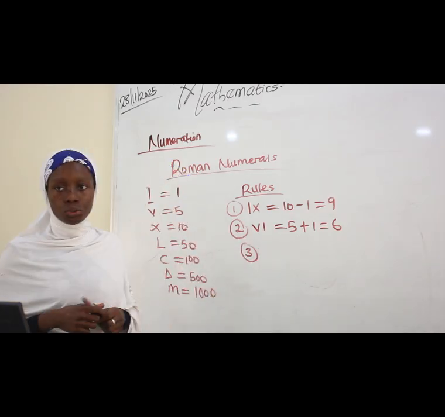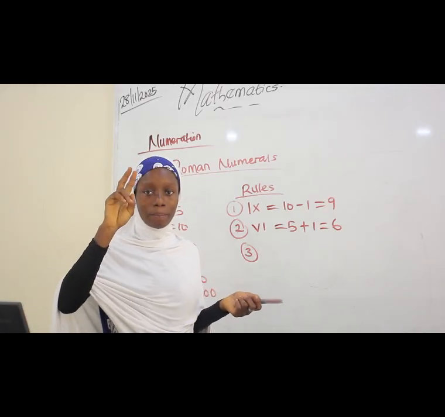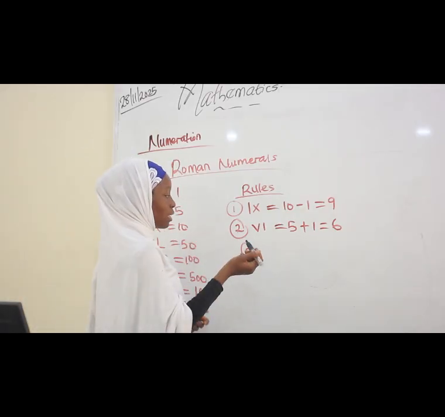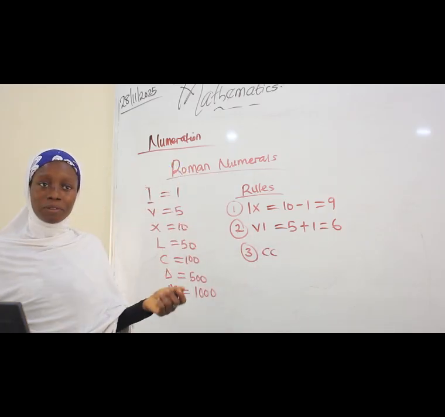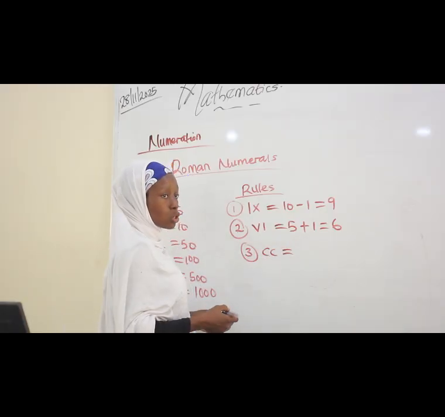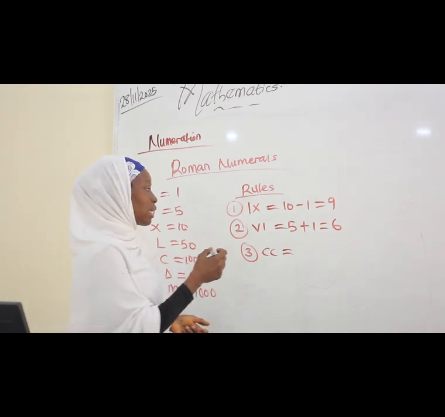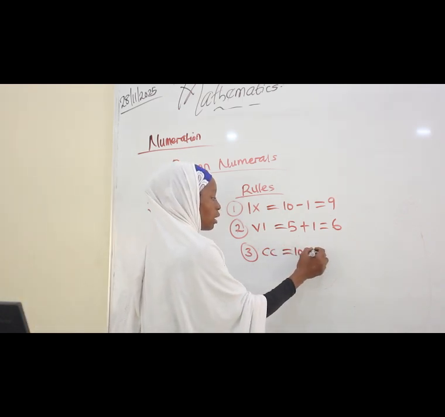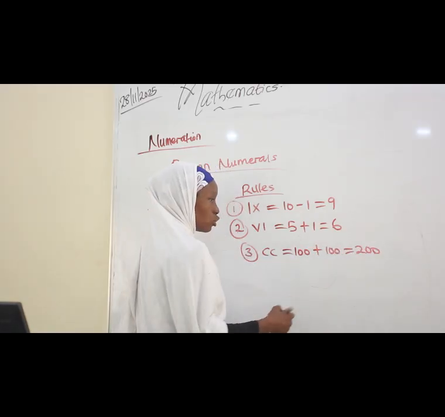And then the third rule: in the case where we have 2 Roman numerals that are the same, let's say we have CC, it can be CC, it can be XX, it can be VV. So now C is 100. So when you have the same Roman numerals, you still add. So we have 100 plus 100, and we are going to have 200.